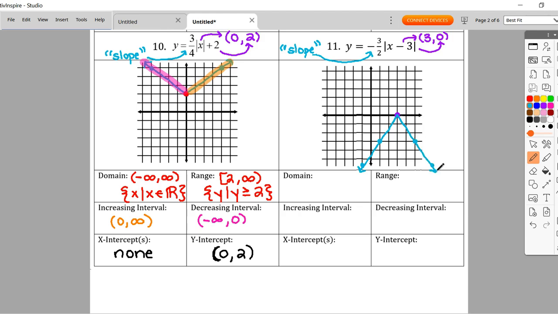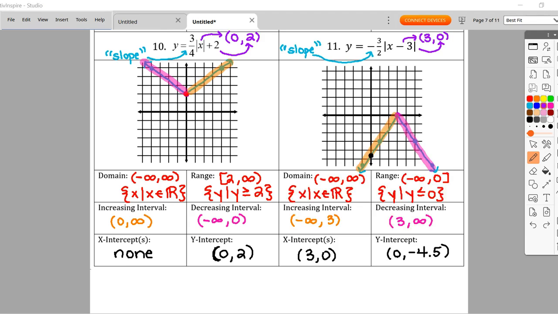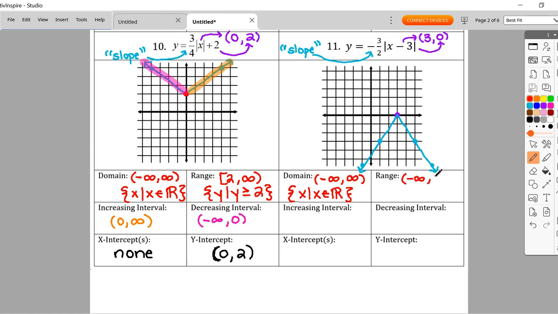The domain is going to be -infinity to infinity in interval notation. In set builder notation it is the set of all x such that x is an element of all real numbers. And the range in set builder notation is the set of all y such that y is less than or equal to 0. -infinity to 0, remember range is the y values from bottom to top, square bracket on 0.